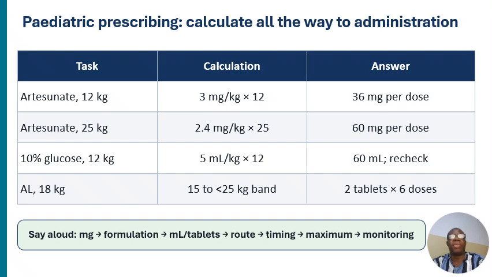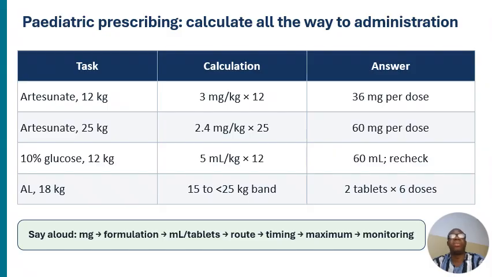For an 18 kilogram child receiving artemether lumefantrine, the weight band requires 2 of the 20 by 120 milligram tablets per dose for 6 doses. Say the calculation loudly in an exam and mention milligram, formulation, milliliter or tablets, then the route, the timing, the maximum, and then the monitoring of the child. This prevents hidden prescribing error in any situation.